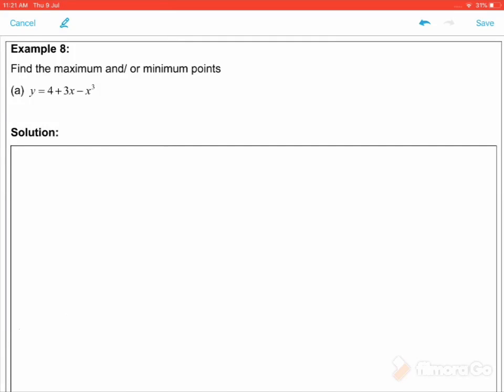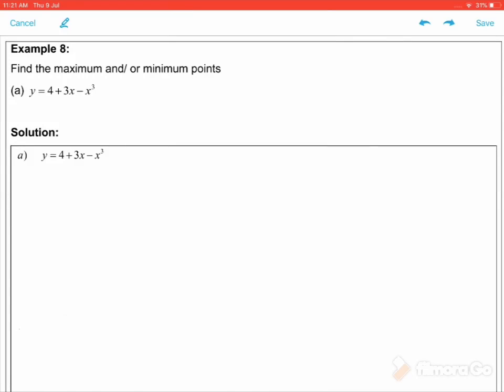Example 8. Find the maximum and/or minimum points of y equal to 4 plus 3x minus x cubed. Okay, for this question, the question asks us to find the maximum or minimum point for the function y equal to 4 plus 3x minus x cubed. So first of all, we have to find the stationary point.